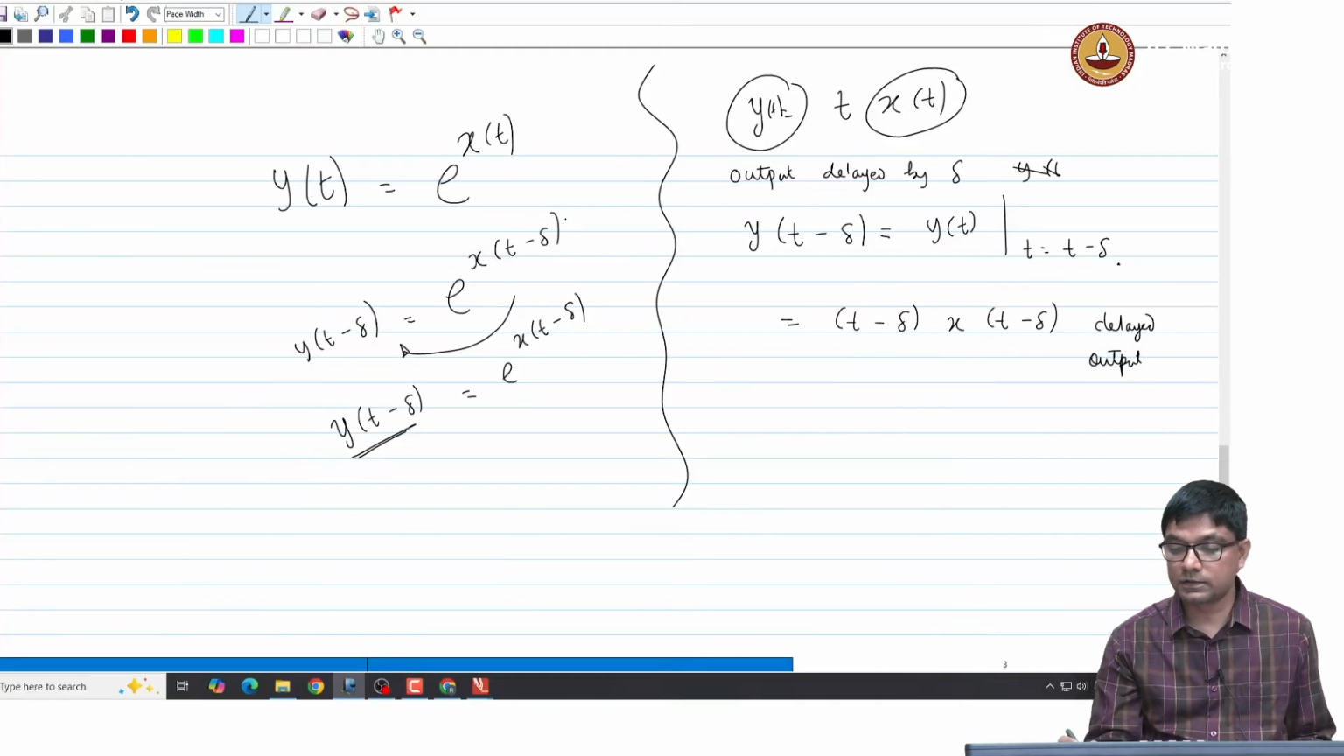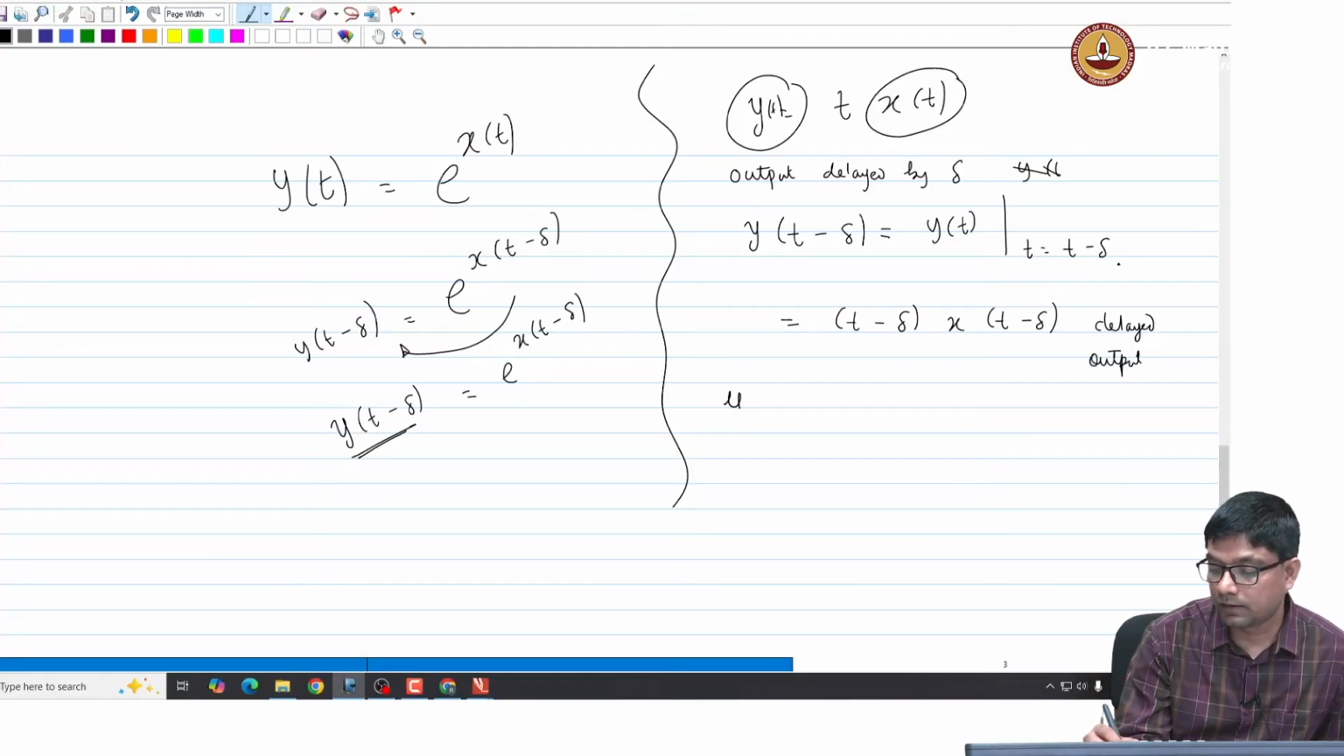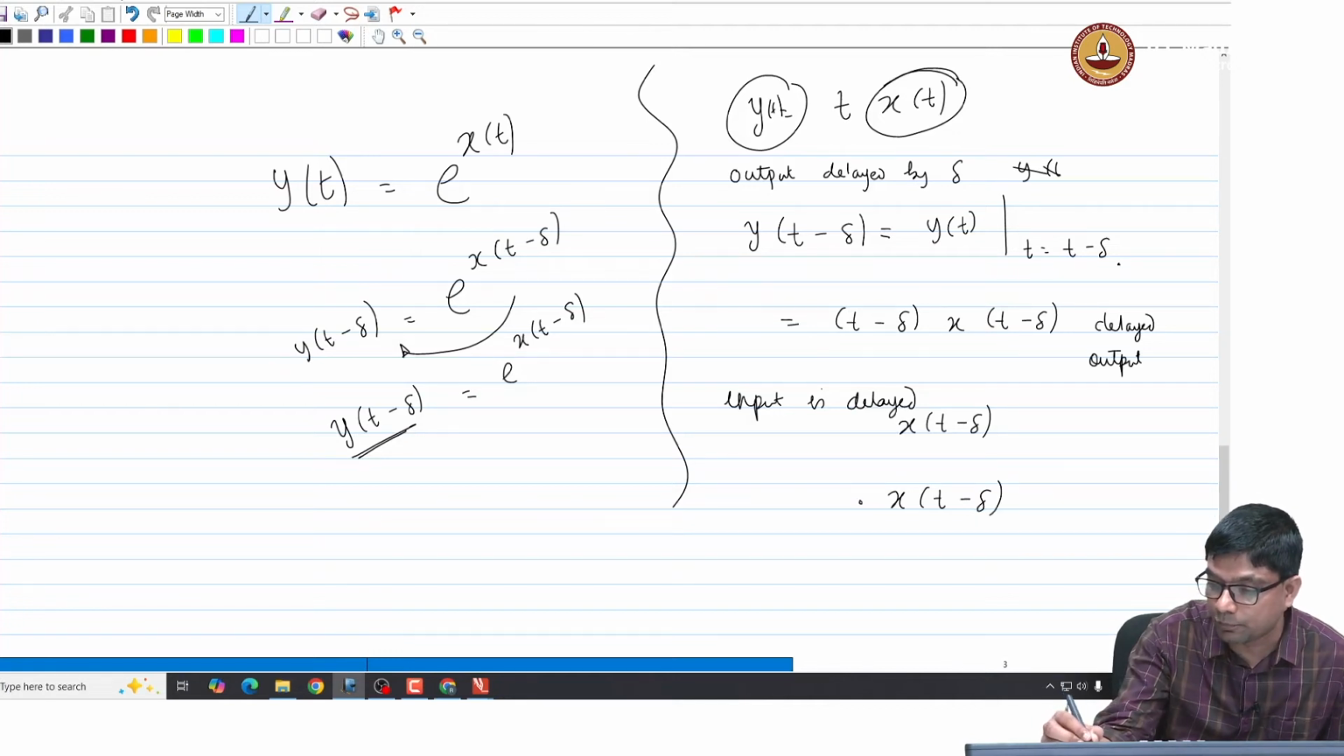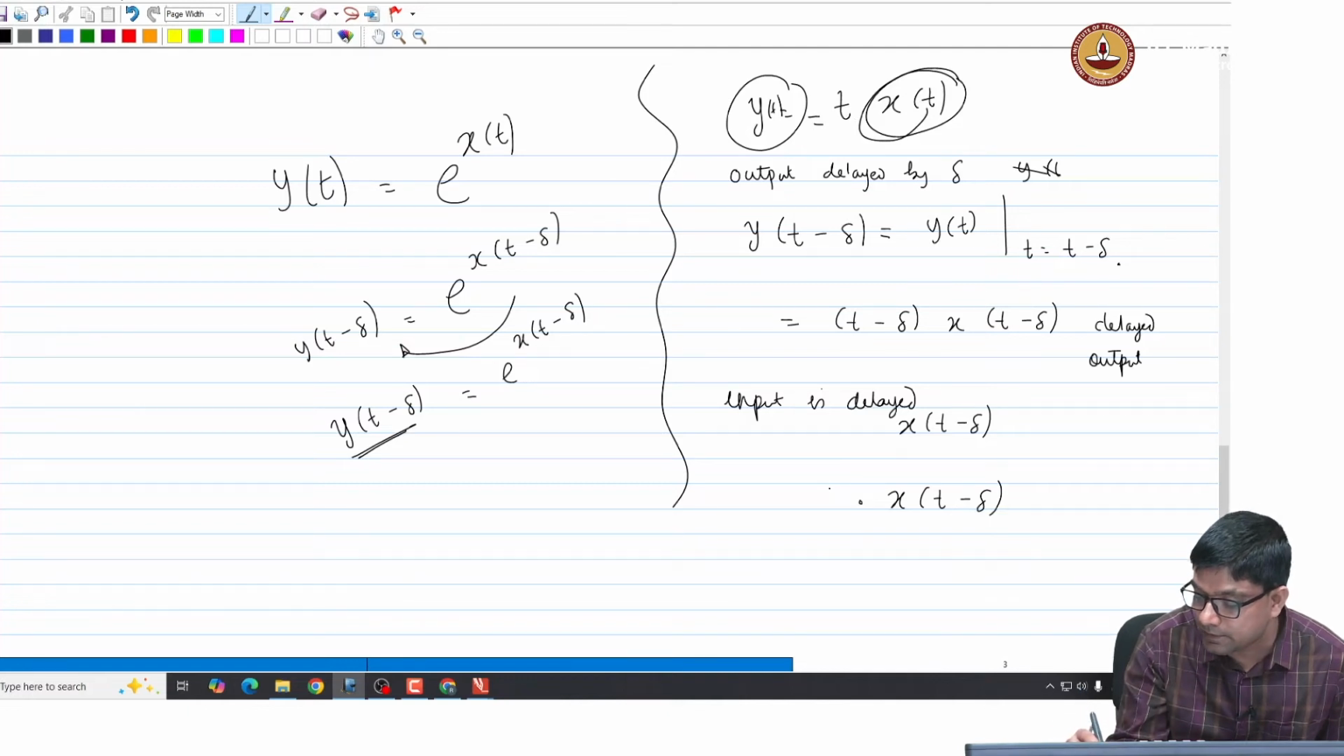Now what happens to the same system when I first delay the input? The input becomes x of t minus delta, and the output is generated by multiplying t with x of t minus delta. I am only delaying the input now. The input and output are related by t times x of t minus delta, nothing else happens here. This will be y dash of t.